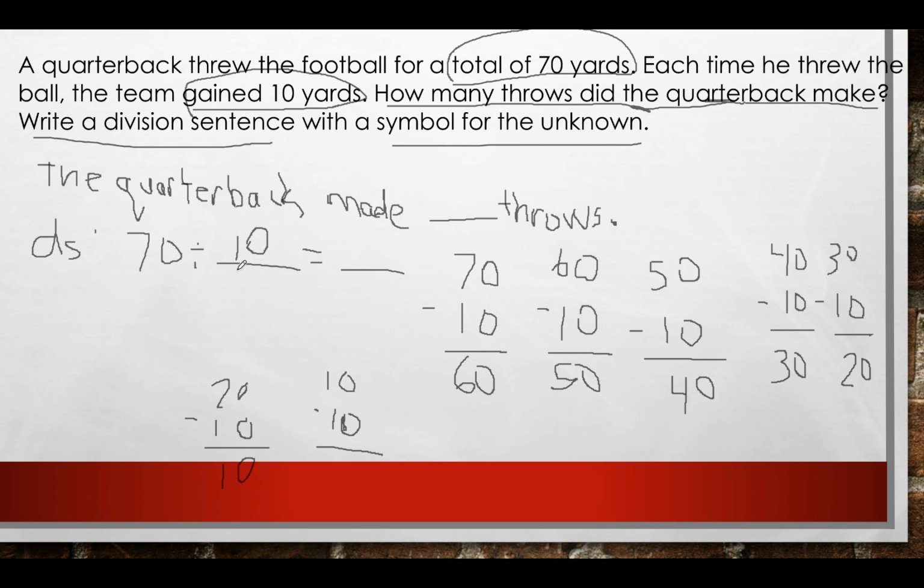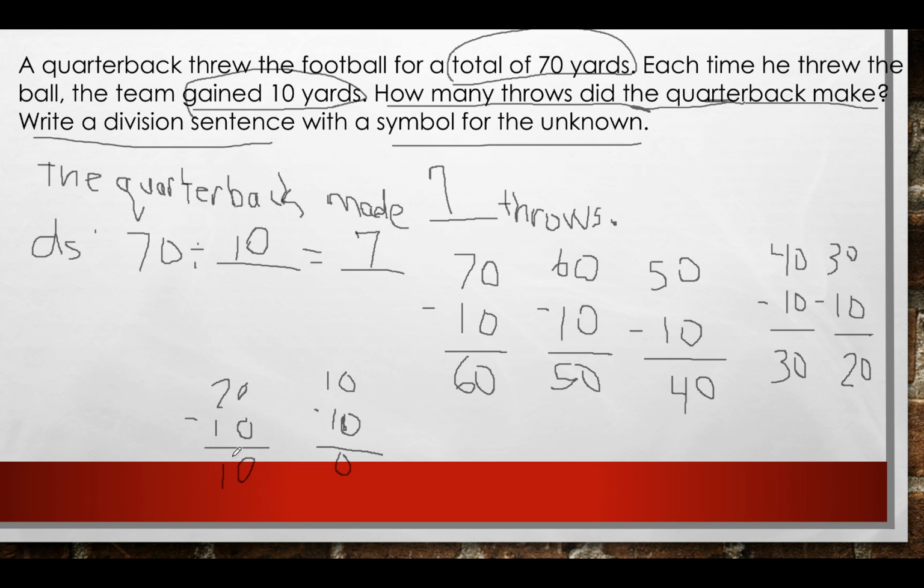All right, so 70 divided by 10 equals, and then we'll know by however many times we use repeated subtraction. So that would be 1, 2, 3, 4, 5, 6, 7. So the answer is 7. The quarterback made 7 throws.